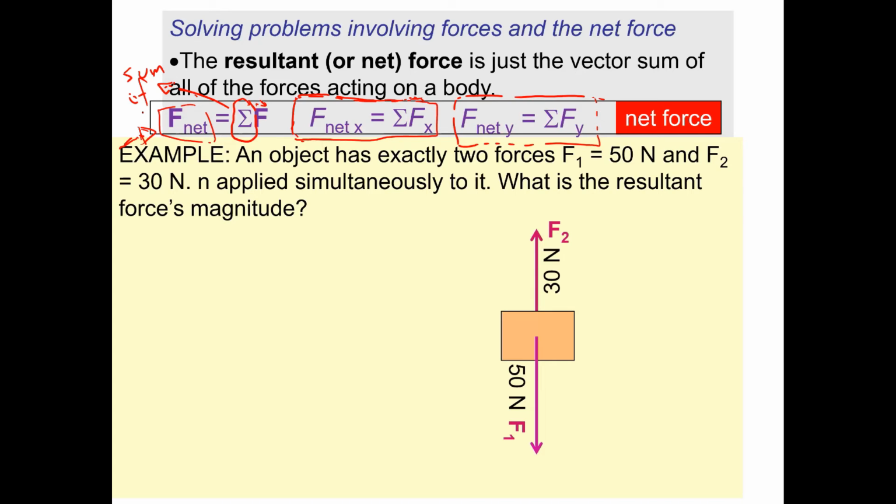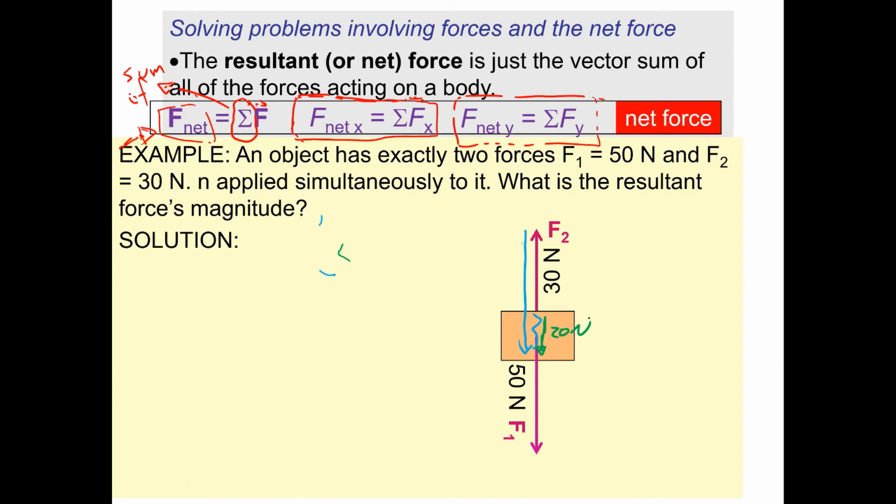So here's an example. I have an object that has exactly two forces: a 50 Newton force in the direction shown there, and a 30 Newton force in the direction shown here, applied simultaneously. The question is, what is the resultant force's magnitude? This is quite straightforward. We're just going to add them. Obviously I could add them vectorially. I could bring this up here and go down here, and if I do it just right, the resultant force would show up right here.